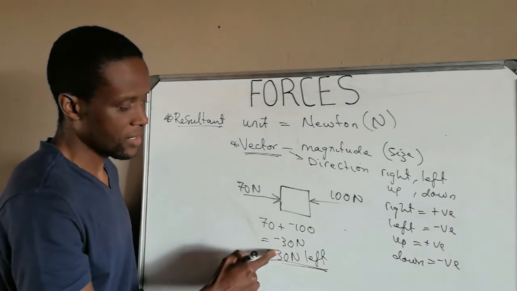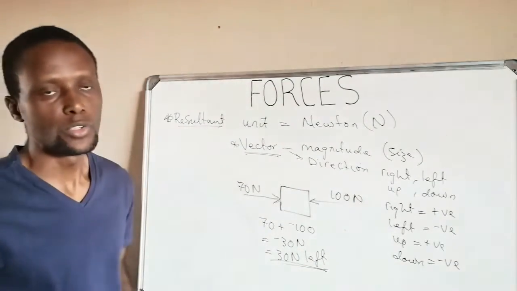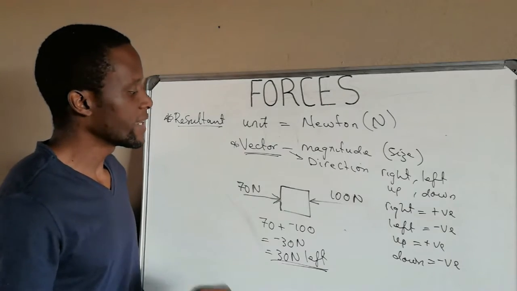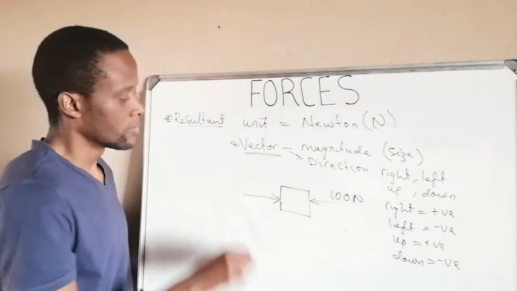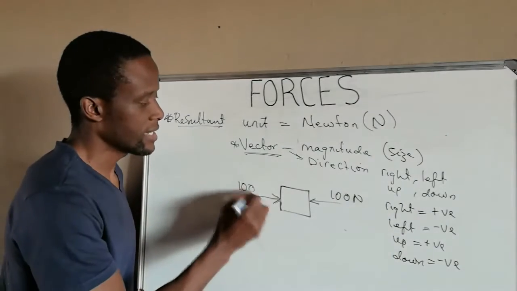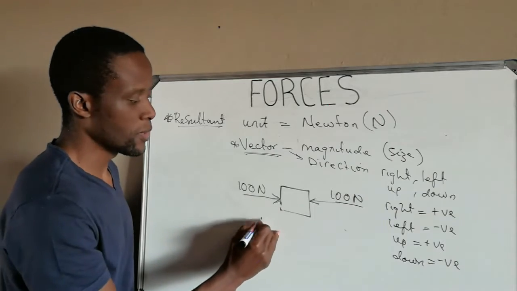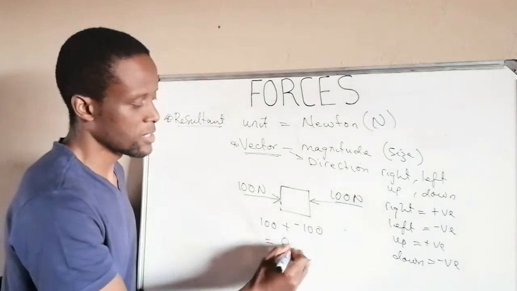This negative, according to our direction, means it's 30 newtons to the left. The negative sign is just for our direction. So that is how you'll be dealing with the direction. Sometimes our net force, let's say for example, we have 100 newtons on this side and 100 newtons on that side. The net force will be 100 newtons plus negative 100. Our total force will be 0 newtons.